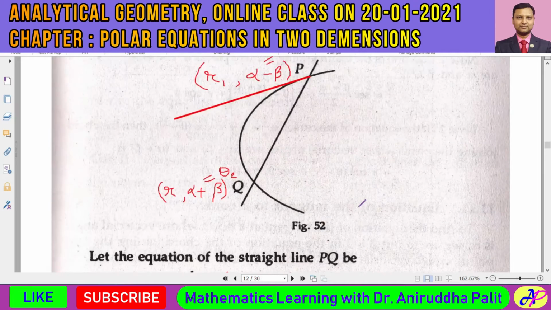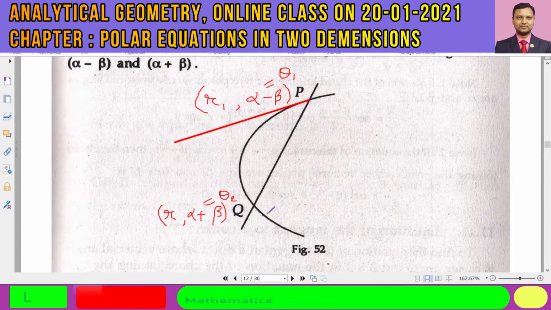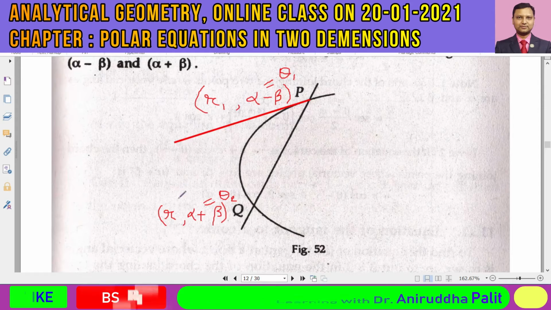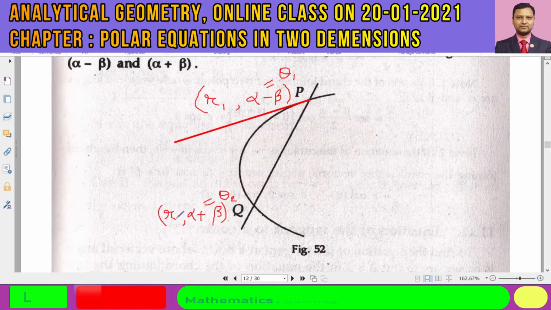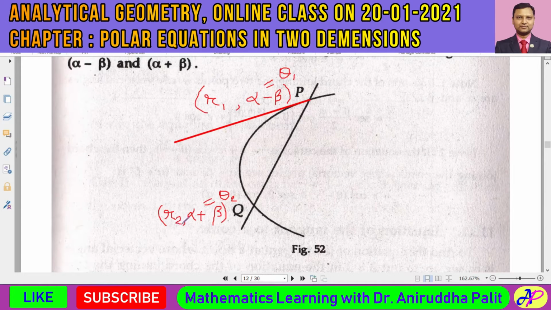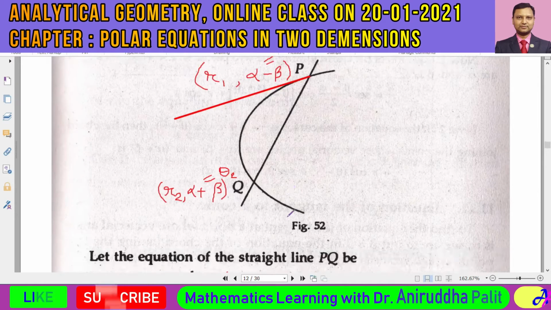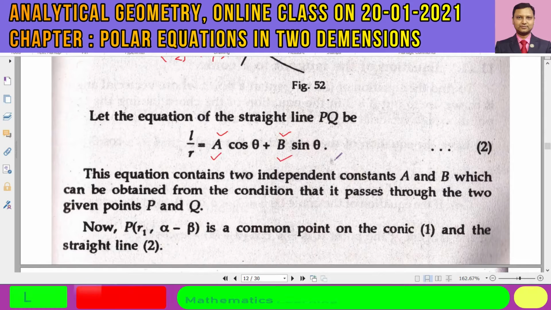We need to compute the unknown quantities from the observation that P has the coordinates r1, theta 1, and Q has the coordinates r2, theta 2, these kinds of polar coordinates. Now from this observation, we will have to compute the values of these two quantities A and B.